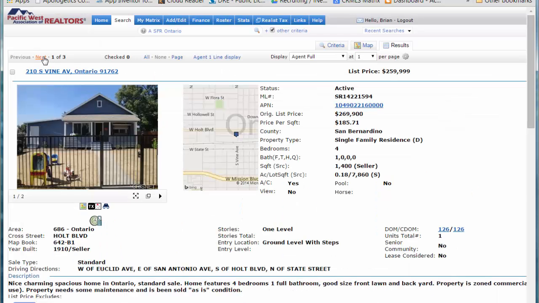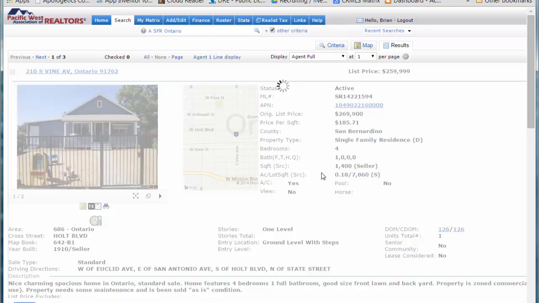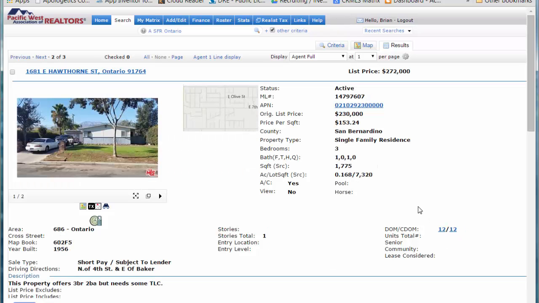I mean, I could do more research and find out that it is a good property. Also, if you go back, you'll see there's 126 days in the market. There's another reason I know that probably not the case.